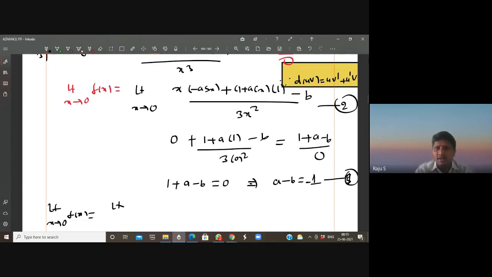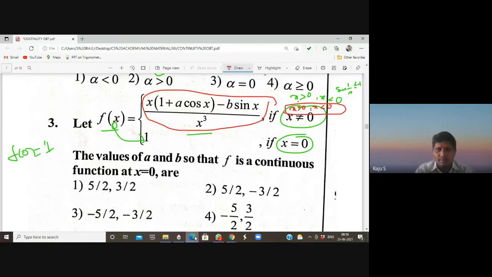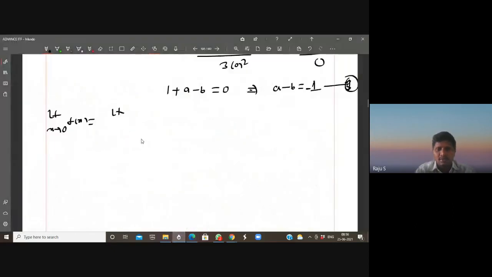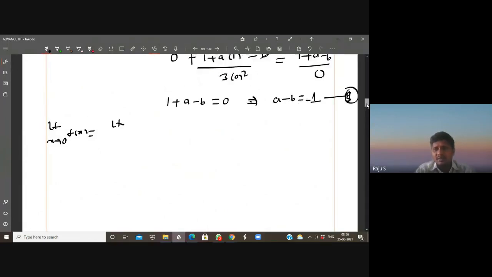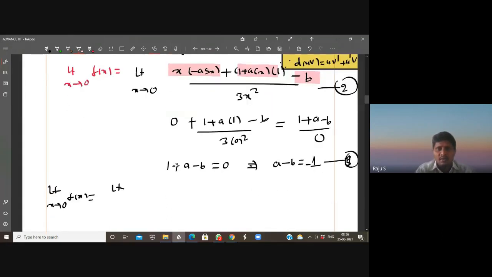Here we need to find the value of a comma b. Am I right? What is the question here? The value of a and b, right? Okay, fine. We got one equation. We need to find another equation. For that, we can differentiate again here. Here again you can apply the UV formula. Differentiate directly. Here the derivative of b is 0. Here limit x tends to 0.